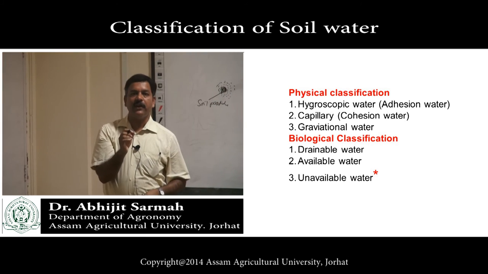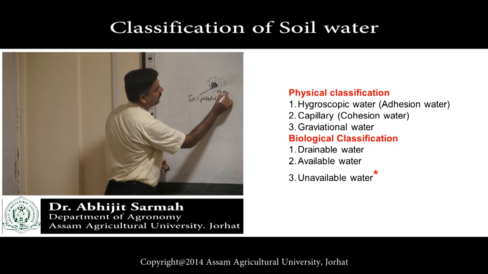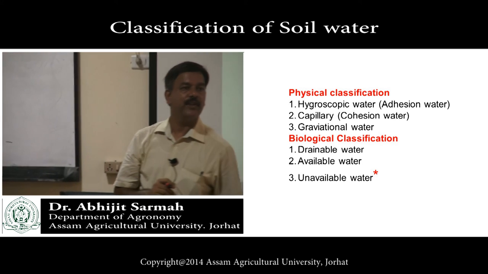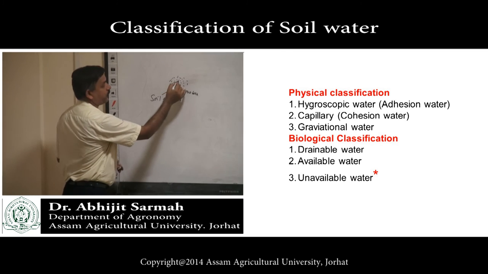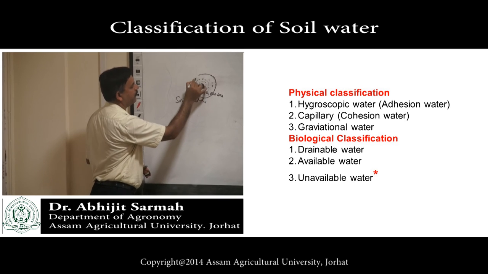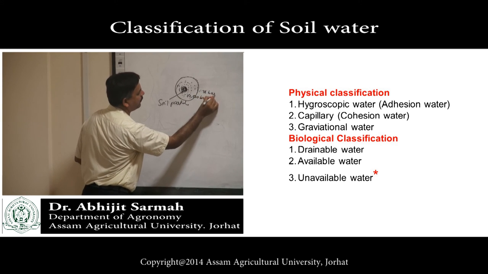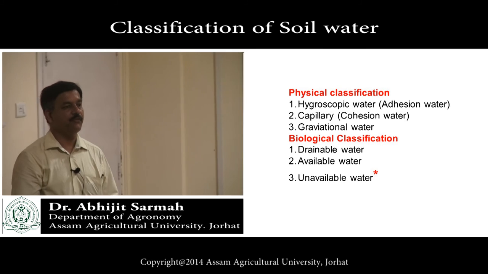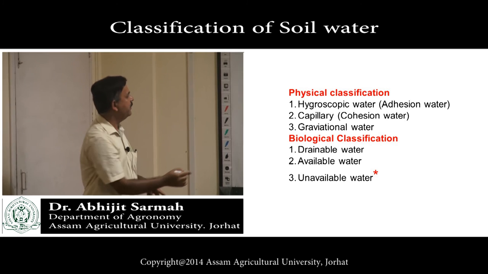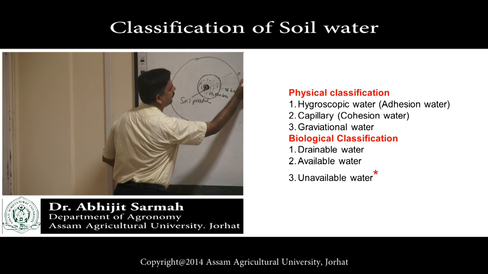If the soil particle is oven dry, the first layer will be attracted at a tension of 10,000 bar. Gradually that attraction will be decreasing. Consider a layer where attraction is 31 bar. Again, when it moves away, the attraction decreases. Consider another layer where attraction is minus 0.3 bar.